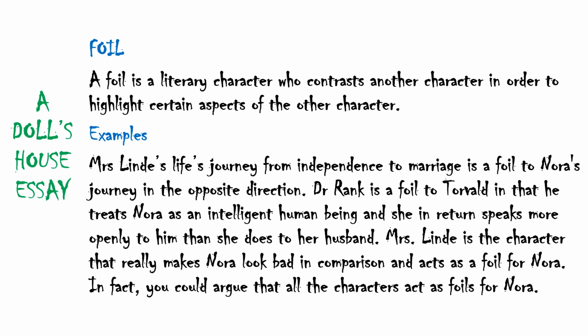Dr. Rank is a foil to Torvald in that he treats Nora as an intelligent human being, and she in return speaks more openly to him than she does to her husband. Mrs. Linde is the character that really makes Nora look bad in comparison and acts as a foil for Nora. In fact, you could argue that all the characters act as foils for Nora.